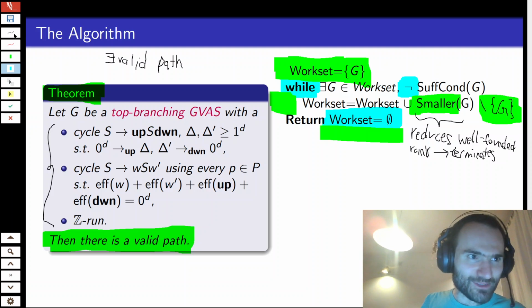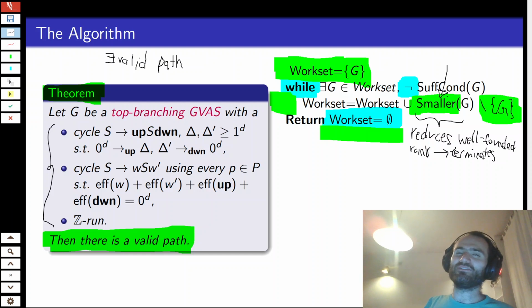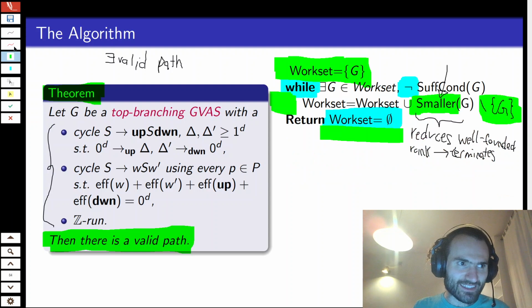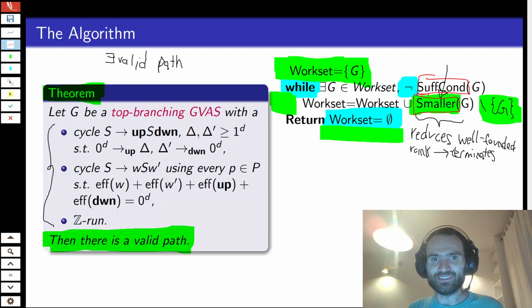Well, of course, what the function smaller has to guarantee is that it did not change the fact whether there was a valid path or not. At this point you can guess what we have to do in the next parts. We have to explain how to decide the sufficient condition. We have to show how to create smaller queries. But this is really it.